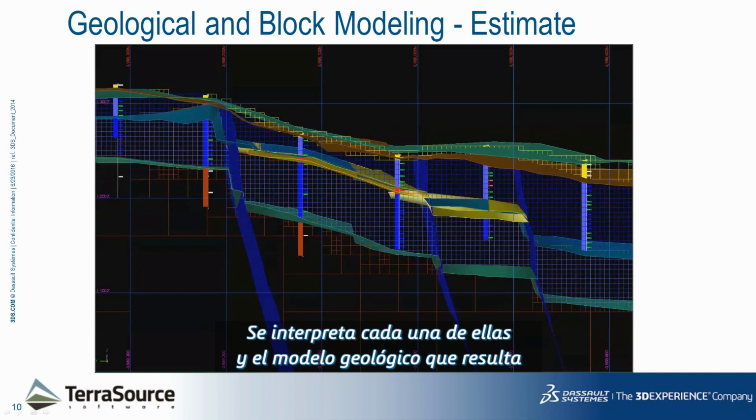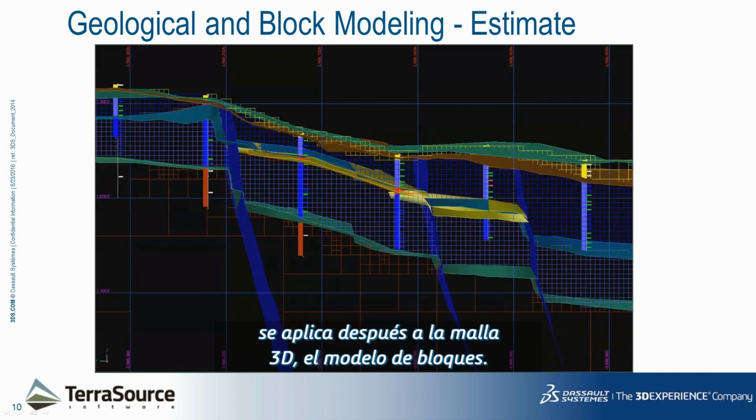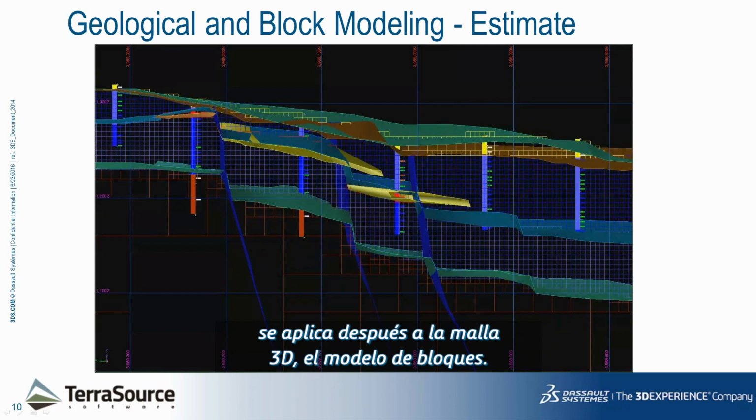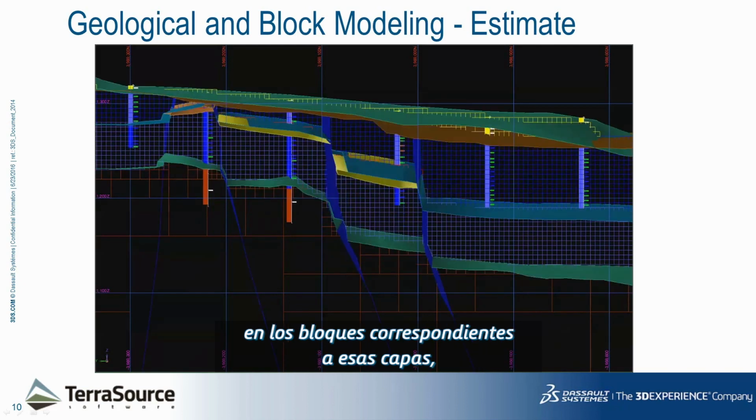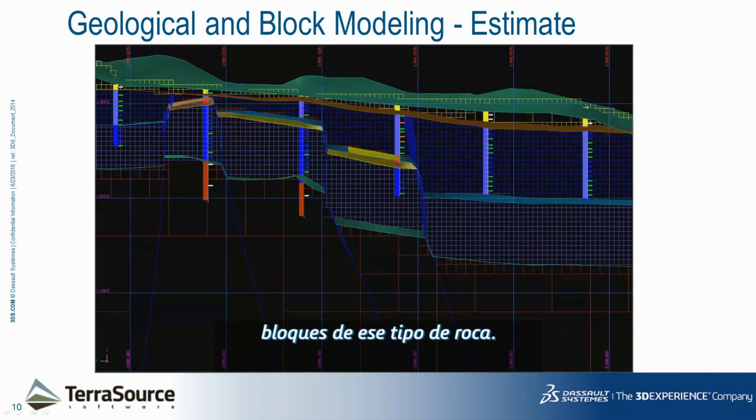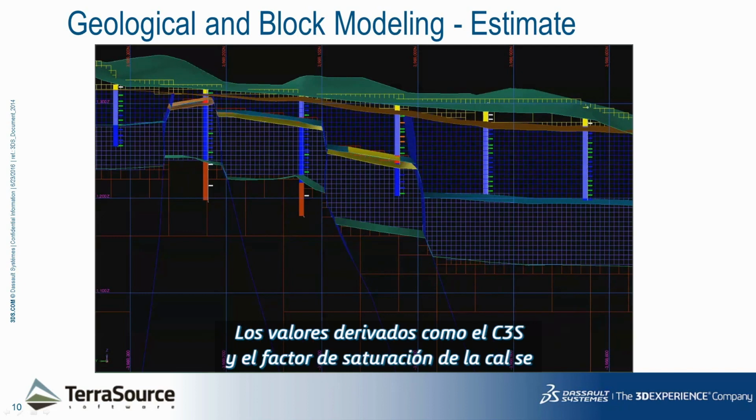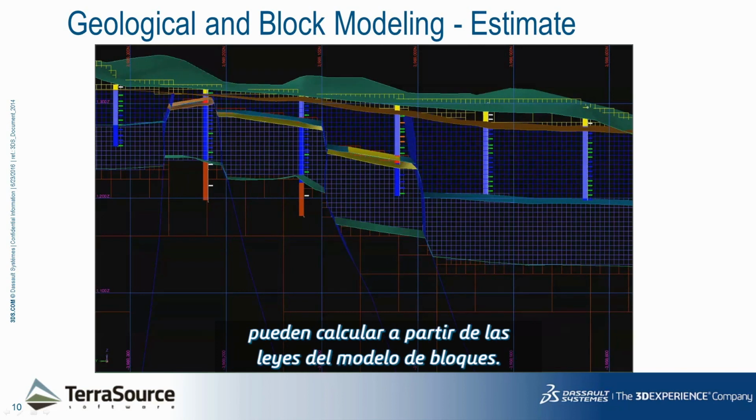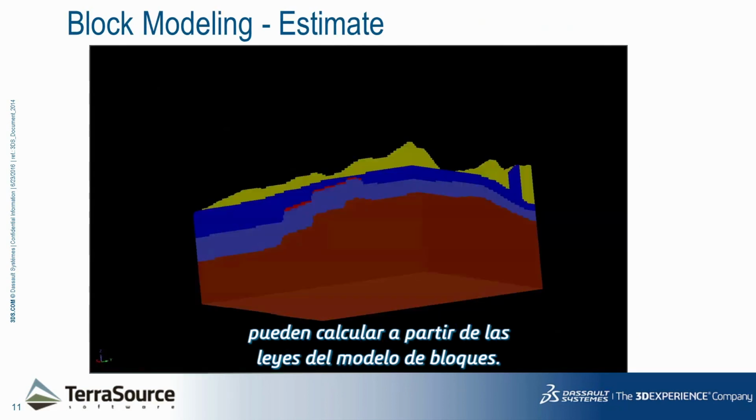Each section is interpreted and the resulting geological model is then applied to the 3D grid, the block model. The analytical values from the drill hole samples from each bed are interpolated into the blocks that correspond to those beds, using only samples from a rock type to estimate blocks of that rock type. Derived values such as C3S and lime saturation factor can be calculated from the block model grades.